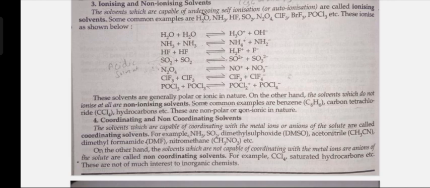Ionic solvents are generally polar in nature. On the other hand, the solvents which do not ionize at all are called non-ionizing solvents. Some common examples are benzene, carbon tetrachloride, and hydrocarbons. These are non-polar or non-ionic in nature.